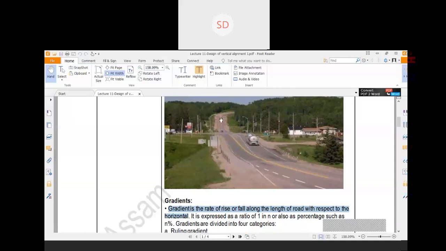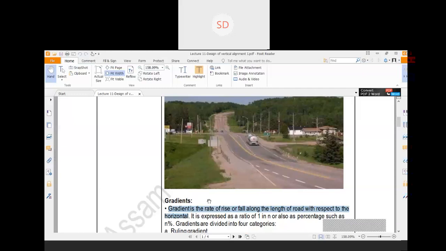The difference between gradients and vertical curves is that vertical curves are much steeper than gradients. Gradients are basically some minor changes over the elevation of the road.